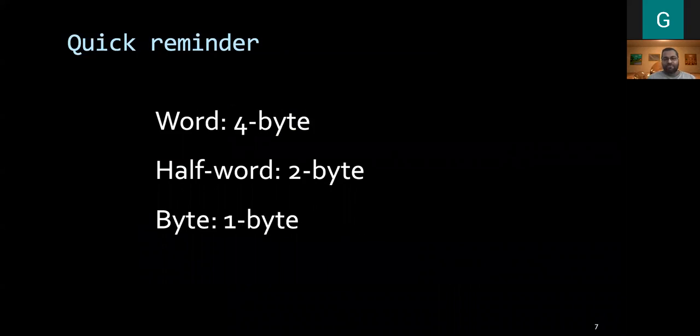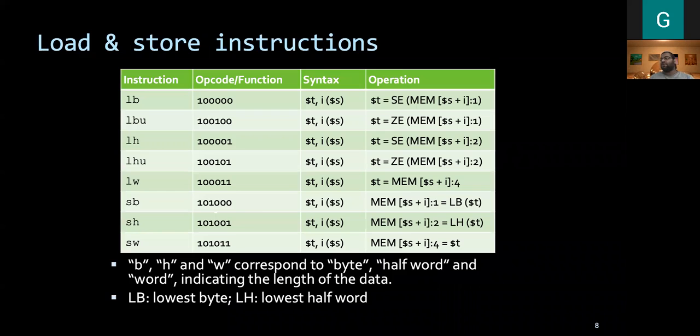A quick reminder, just if you don't remember what these terms mean. When we say a word, we refer to 4 bytes. A half word is 2 bytes, and a byte is just a singular byte. So with that in mind, here are all of the instructions that are available to you in MIPS. So you see that we have a bunch of instructions. Just going from the top, we have load byte, load byte unsigned, load half word unsigned, load word, and then store byte, store half word, and store word. They all have their opcodes, and you see that they all follow the same syntax we have here, with the base value and then the offset into that base.